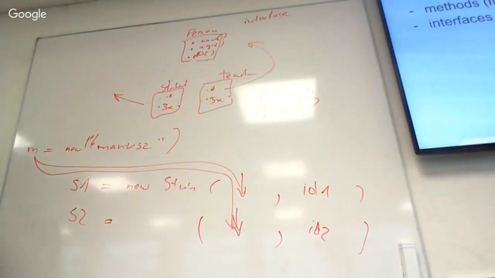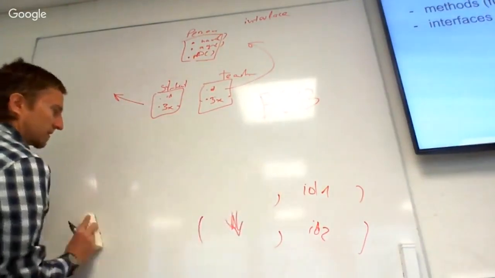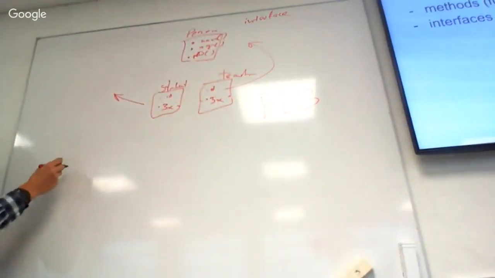So what we want is something like this. I want to be able to have a student, S. So student S is a student. And I have person, and I have a teacher, T, which is a teacher.